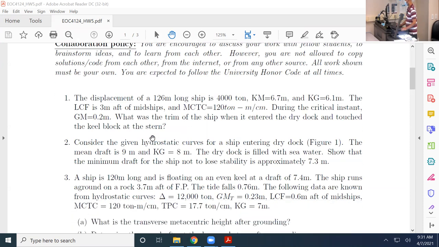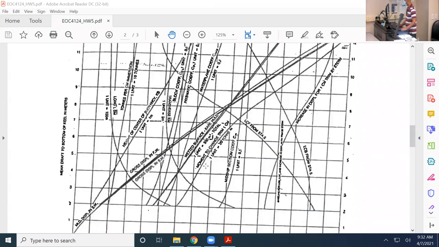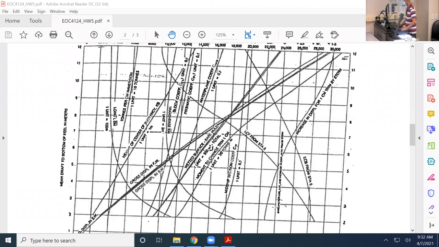One new thing here, we've talked about this before, but you haven't learned how to use them: hydrostatic curves. By this time, we're used to computing things using integration, right? Computing where the LCF is, where the LCB is, what the volume is, etc. But somebody's already done all this for a given hull, and they've made a chart out of it. So this is what a chart would look like. It's very cramped, but it's not very difficult to read.